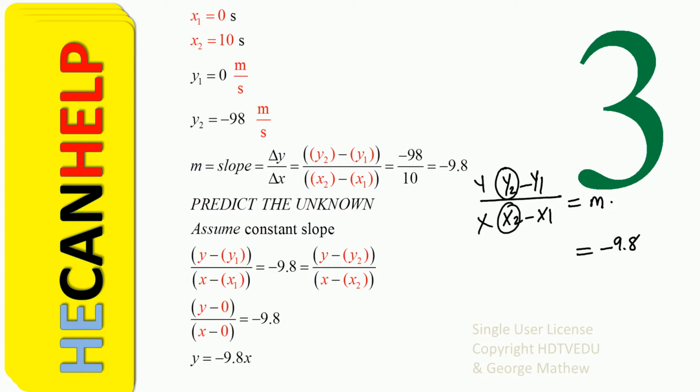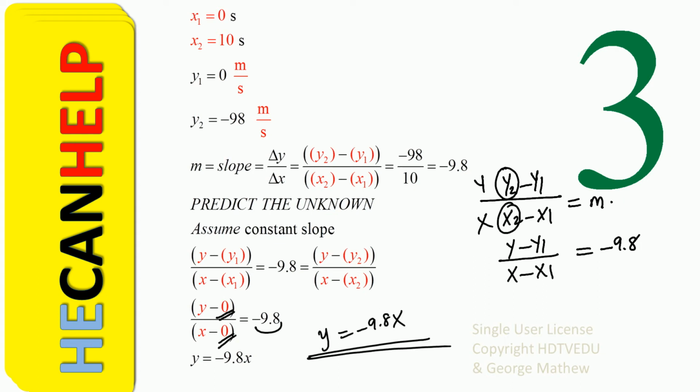So let that unknown point be x, y. Our equation then becomes y minus y1 over x minus x1 equal to negative 9.8. Substitute the numbers that we know: y1 is 0, x1 is 0. So you get y over x equal to negative 9.8, or y is equal to negative 9.8x. So velocity at any time is given by negative 9.8 times x.